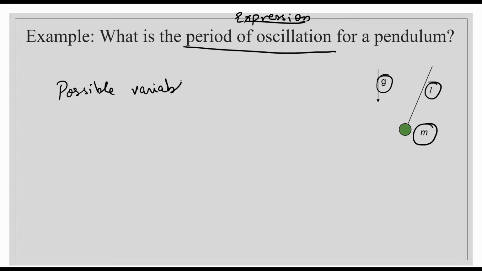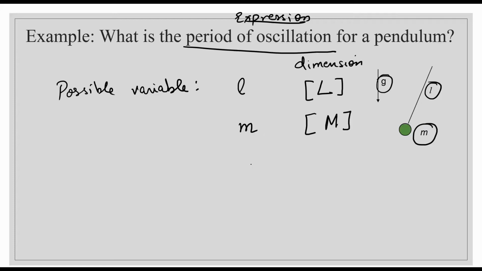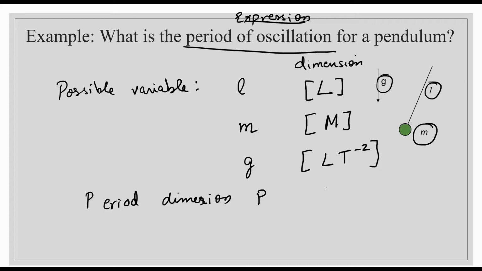So the possible variables are L. What is the dimension of the length of the bob? Obviously this will be L. What will be the dimension of M, mass? The dimension will be given as this, and what will be the dimension of g? This will be equal to L T minus 2. So these are the possible variables involved in the problem. Now we know the period dimension. I will call the period P. Its dimension will clearly be T.